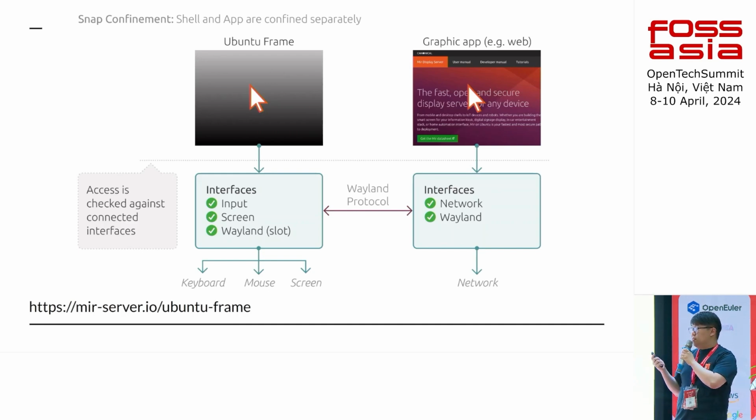There is something special you need to set up for using Ubuntu Frame, which is called interfaces. They allow you to access some system resources, like the Wayland socket or text input. You usually configure the interface connections to allow your GUI app to communicate with Ubuntu Frame.